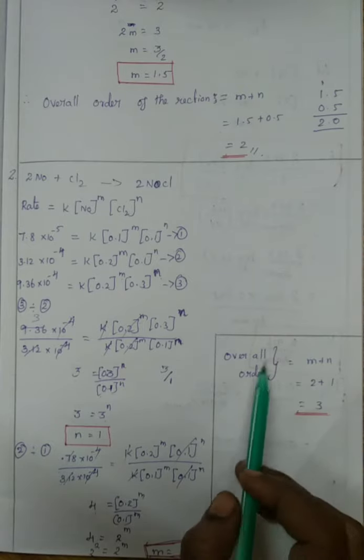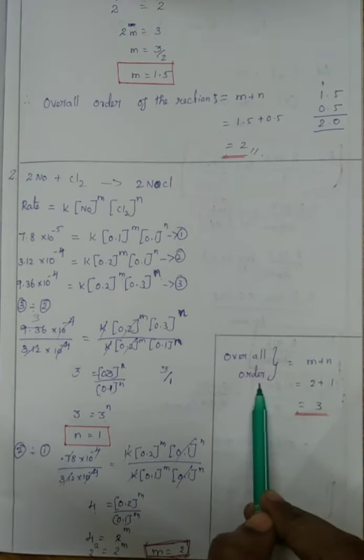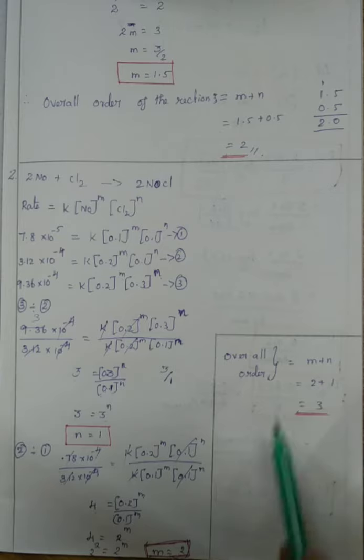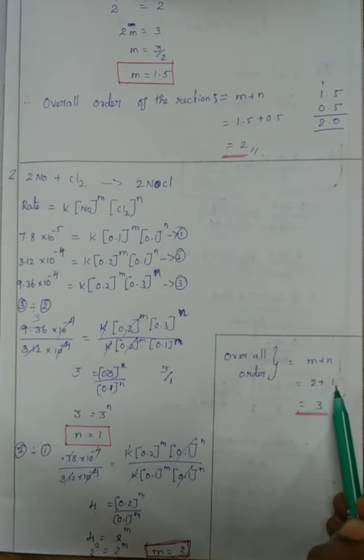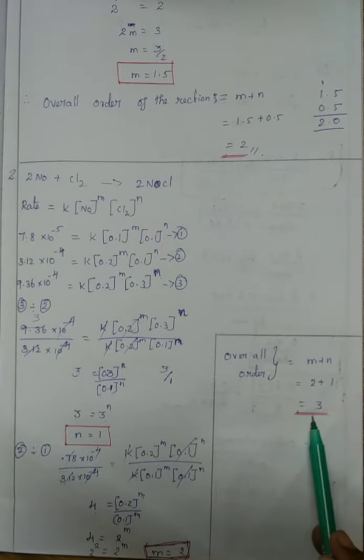And finally, we are going to find the overall order of the reaction with the use of N and M. So the M value is 2 and the N value is 1. If I add these two, I get the answer for the overall order of the reaction, that is 3.